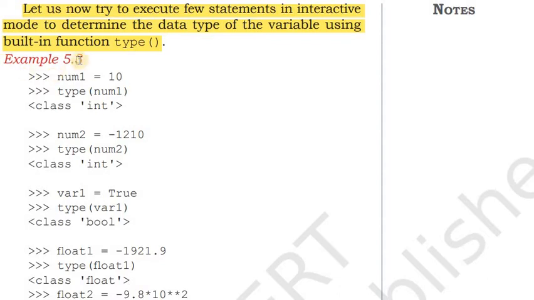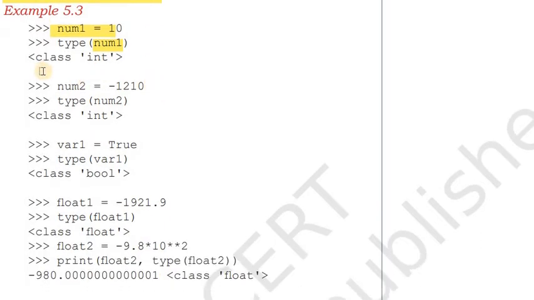What you need to type? This is example program 5.3: num1, and you are assigning the value 10 to num1. Then you are going to call the type function and passing an argument num1, and the value of num1 is 10. So what will you get as the output? Can you imagine? We will discuss it further.